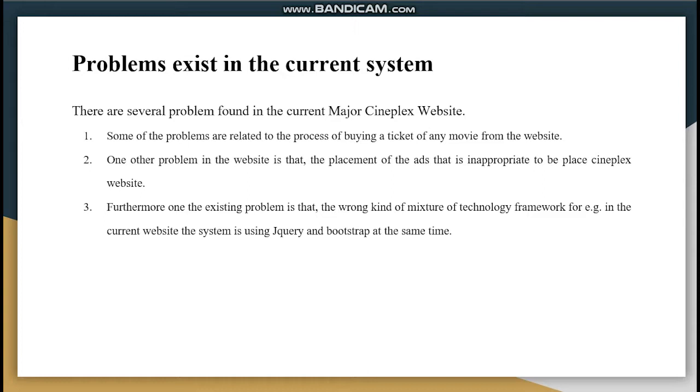For the problems that exist in the current system, there are several problems in the current Major Cineplex website. The first is that some problems are related to the process of buying a movie ticket from the website. The next is that the placement of advertisements is inappropriate for a Cineplex website. Furthermore, another existing problem is a mixture of technology frameworks. For example, the current website is using jQuery and Bootstrap at the same time.